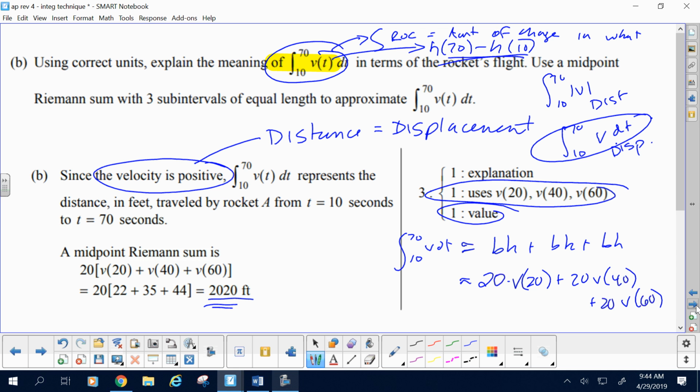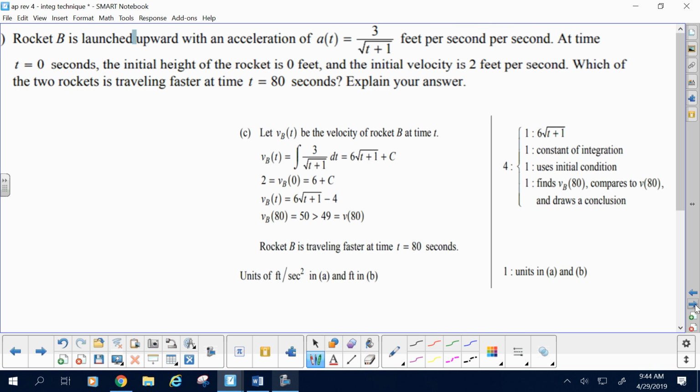All right? So give yourself 0, 1, 2, or 3 there. Moving on to the last one. This one required integration technique, which is why I put it on this side. The only way I can know which one is traveling faster is to compare their velocity, right? I know from the table, velocity A at 80 seconds is 49 feet per second.